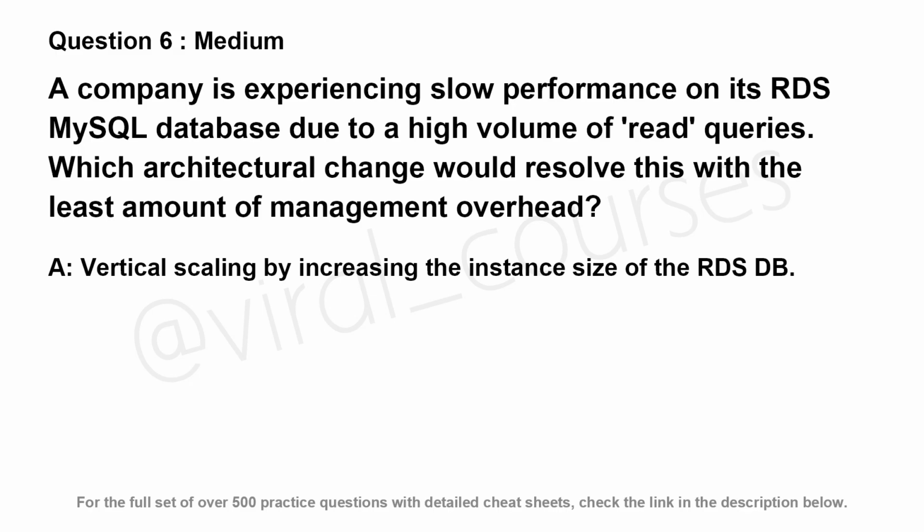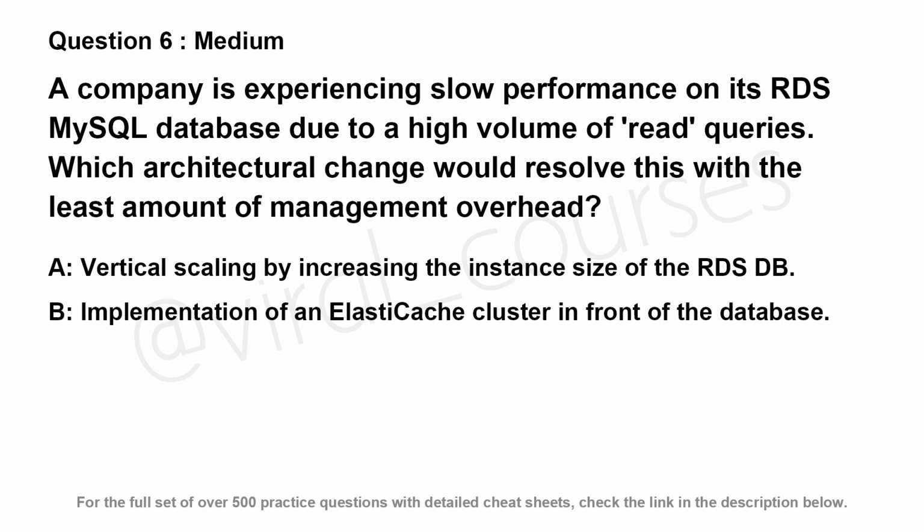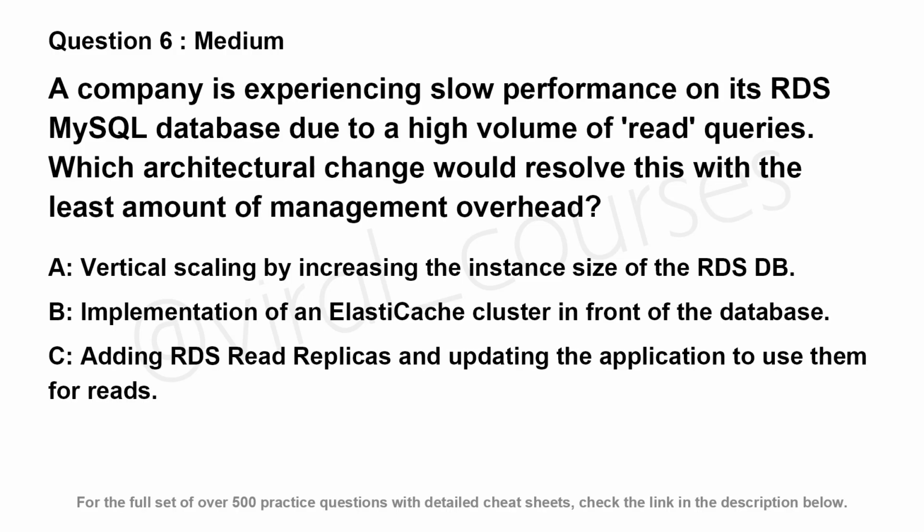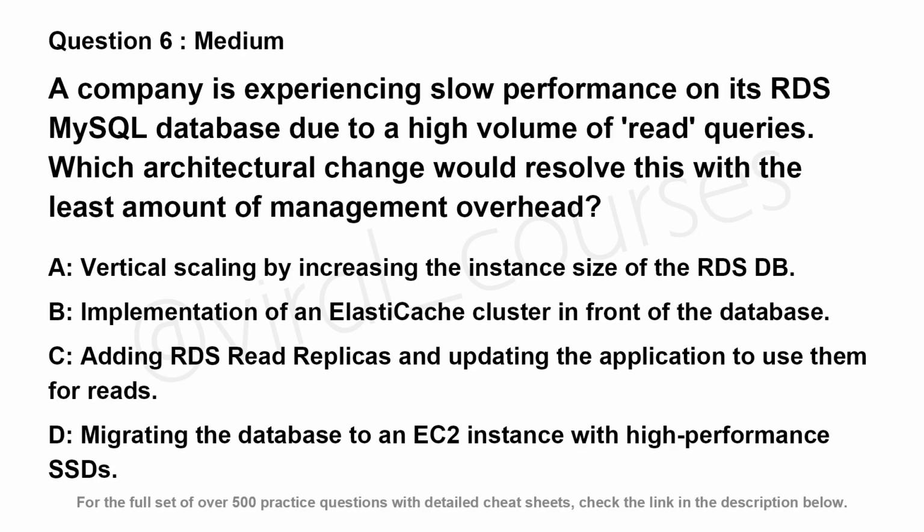Option A. Vertical scaling by increasing the instance size of the RDS DB. Option B. Implementation of an ElastiCache cluster in front of the database. Option C. Adding RDS read replicas and updating the application to use them for reads. Option D. Migrating the database to an EC2 instance with high-performance SSDs.